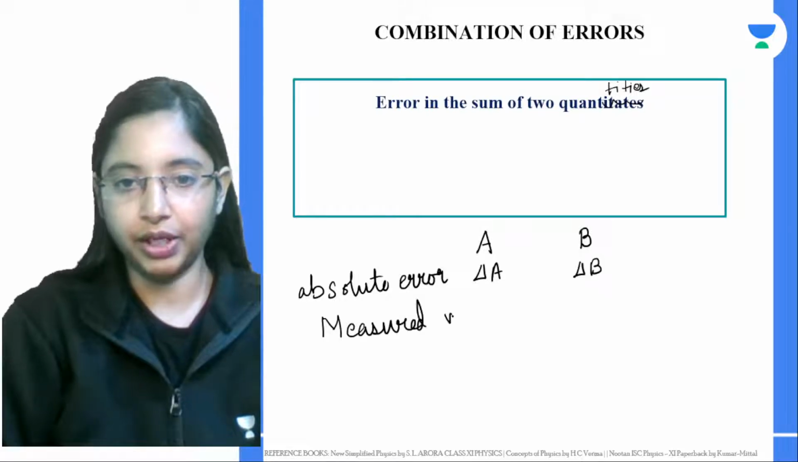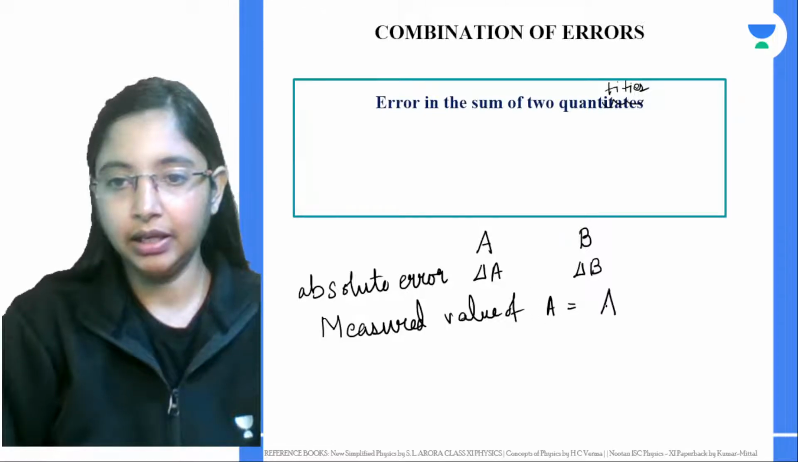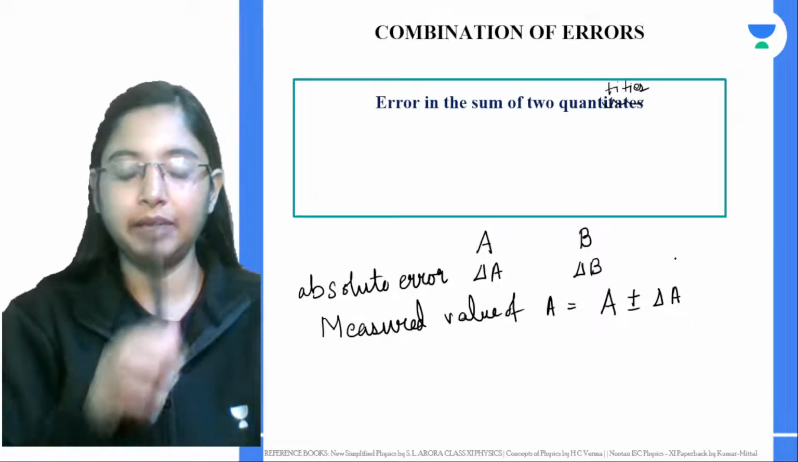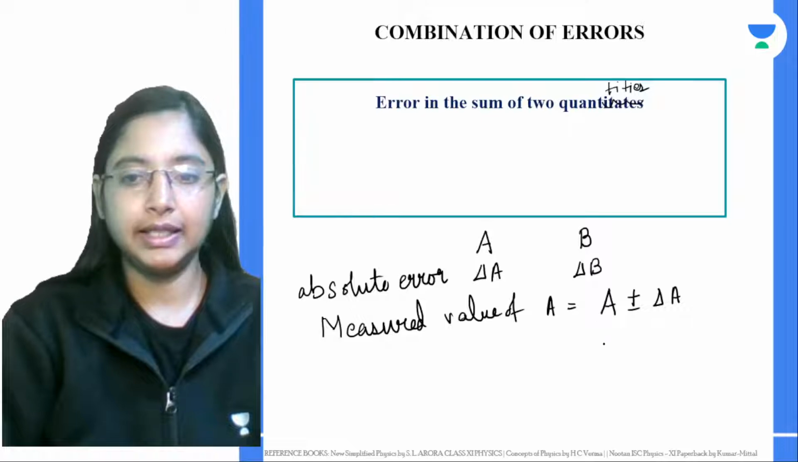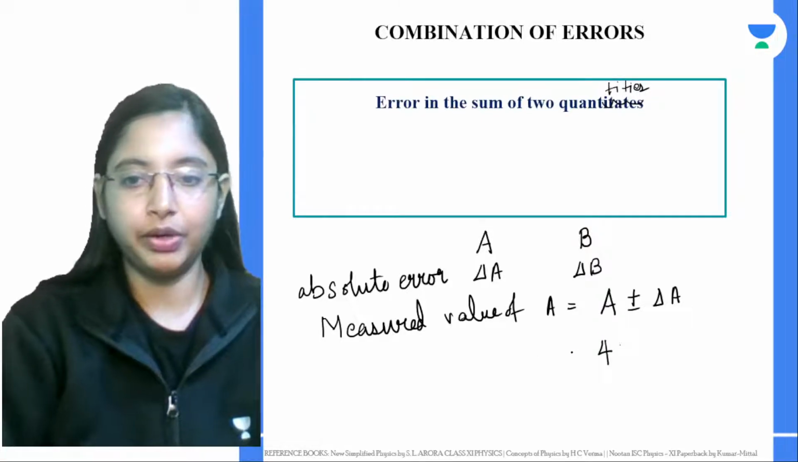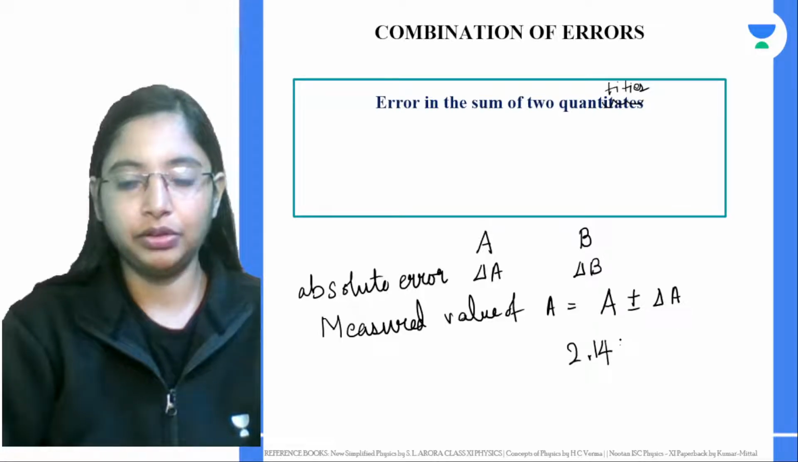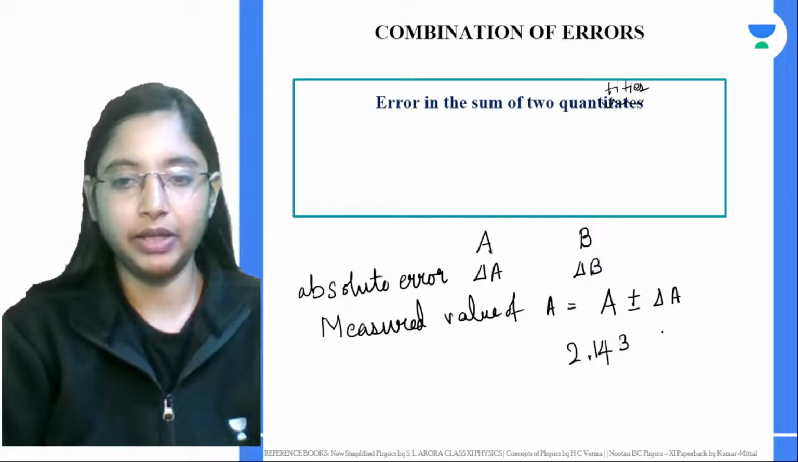Measured value of A will actually be A plus or minus delta A, right? Let's say I'm finding the thickness of the pen. Let's say the actual thickness of the pen is 2.143. And let's say you are getting the reading as the first time you did the experiment.